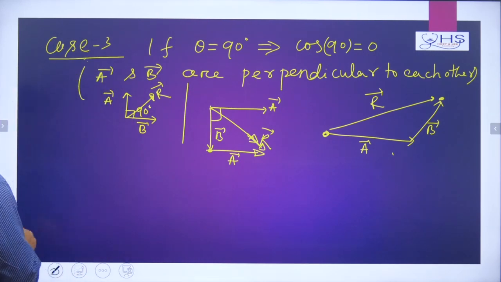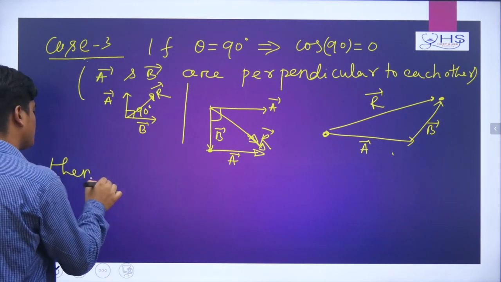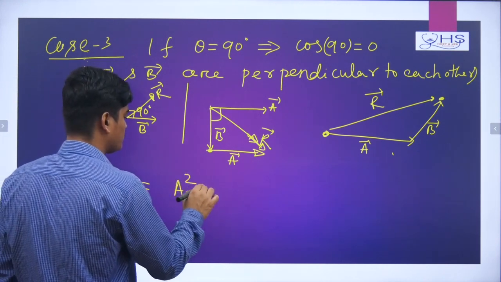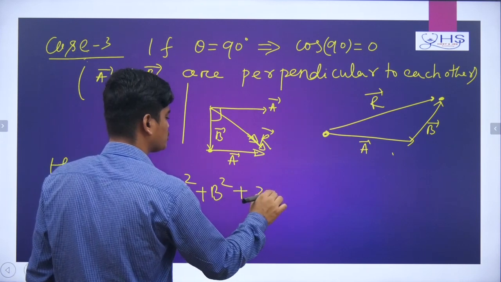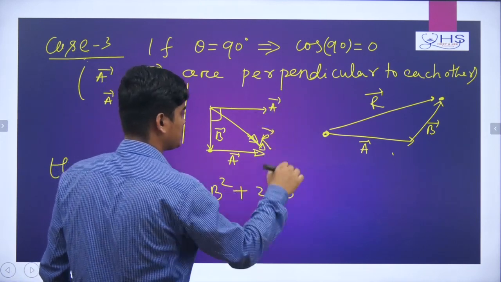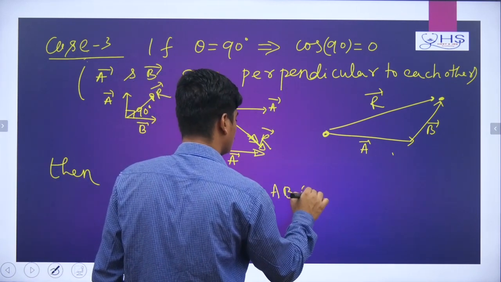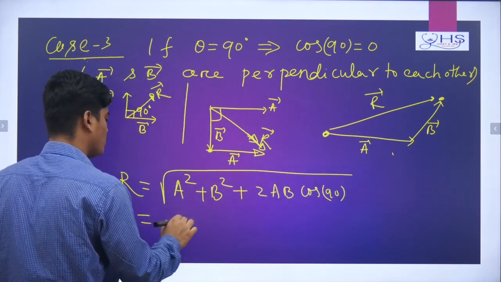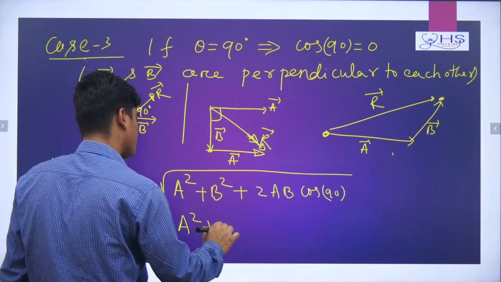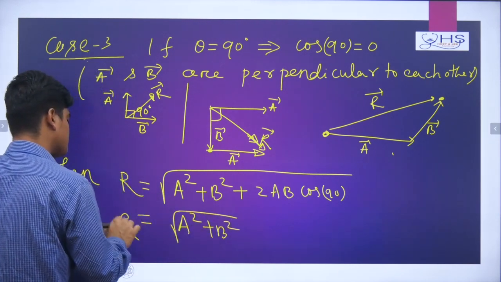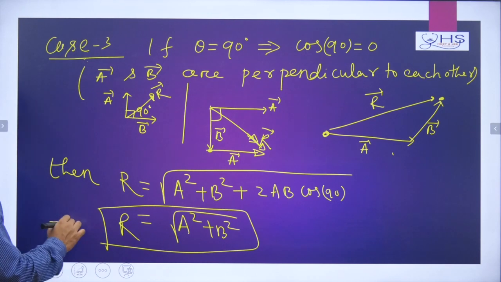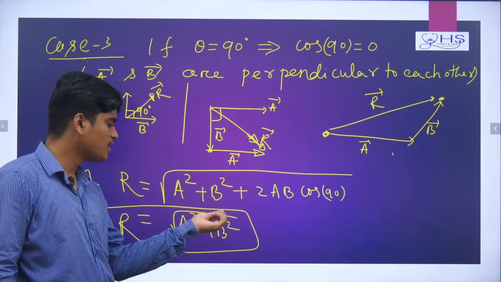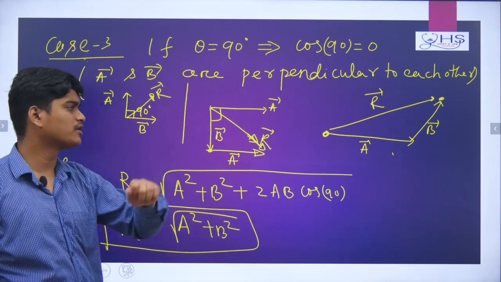Now in this condition, what will happen to the resultant? The resultant R is nothing but the square root of A square plus B square plus 2AB cos theta. Now I put cos 90, but cos 90 is 0. So it will become the square root of A square plus B square. That means whenever two vectors are perpendicular to each other, you do the magnitude square of the A vector plus the magnitude square of the B vector, and then take the root.